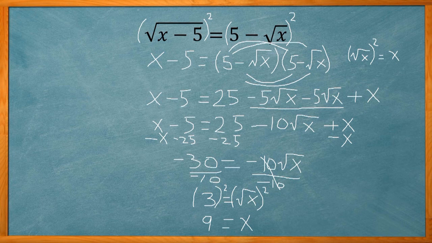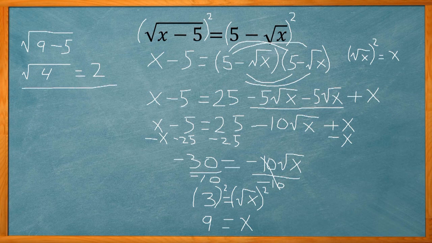Now you can double check your answer by plugging this value back into the original equation and seeing if both sides equal the same thing. So if I take square root of 9 minus 5, so I'm just replacing the x with the 9. Okay, 9 minus 5 is 4. Square root of 4 is going to be 2.